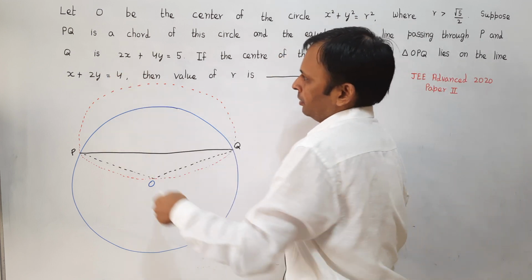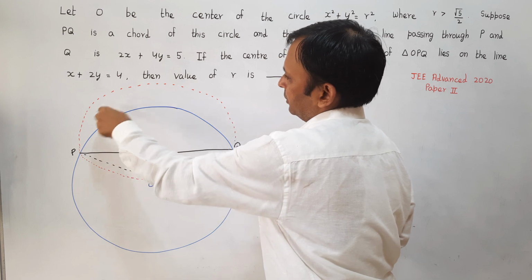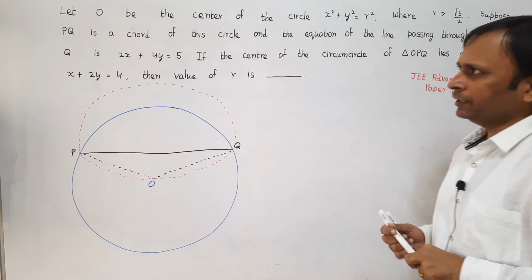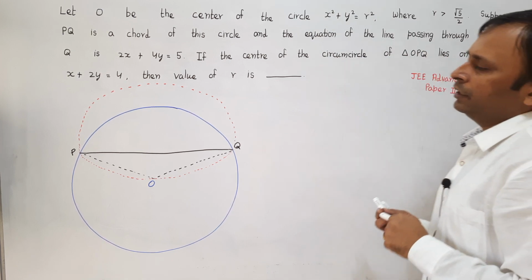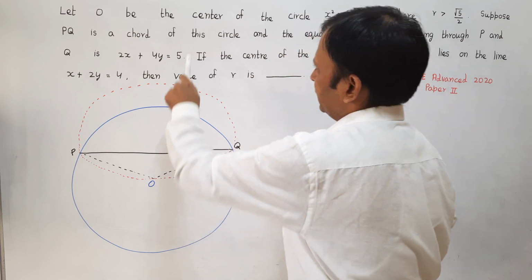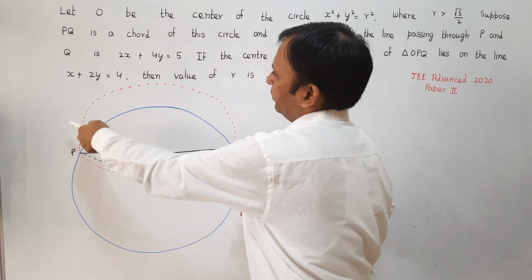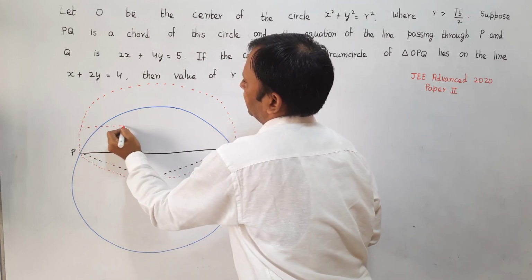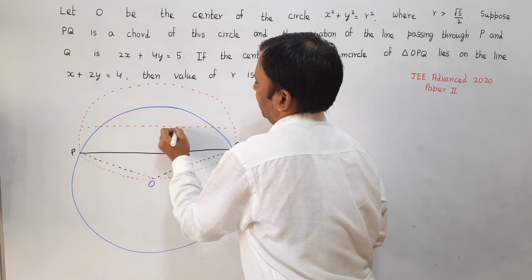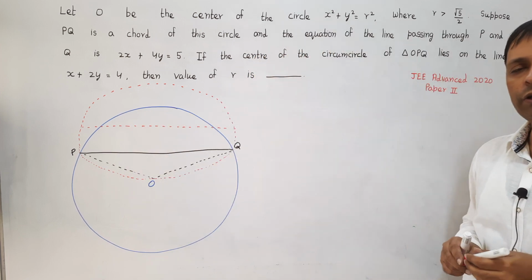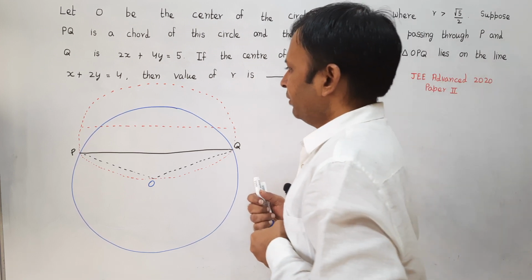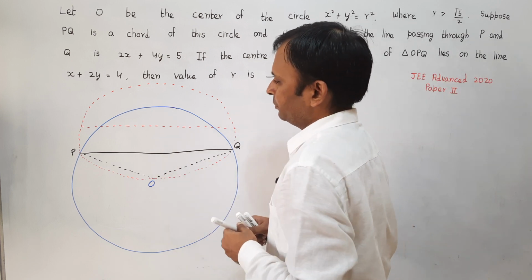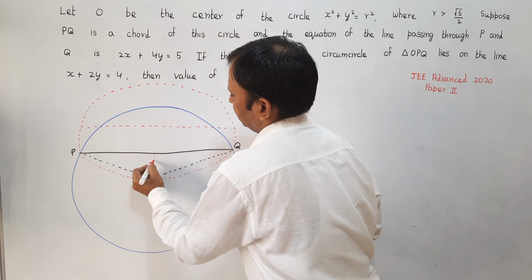That means the diameter of this line would be parallel to the line PQ, correct? Because the center of the circumcircle lies on this line. So this line PQ and the bigger circle diameter will be parallel to each other. So this would go something like this. Now here I can use lot of geometrical result. What I will do is, if I draw a perpendicular from the center on the chord PQ, that perpendicular will bisect the chord first of all.